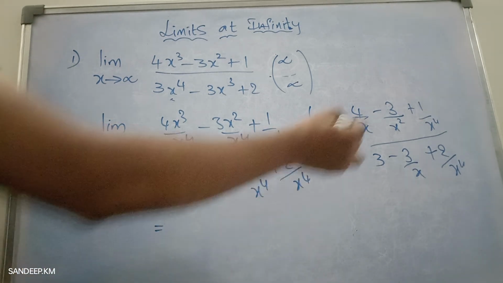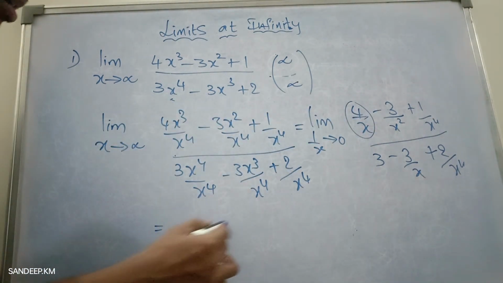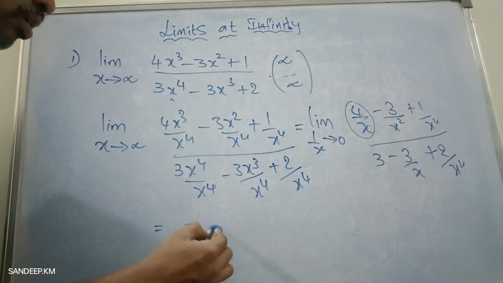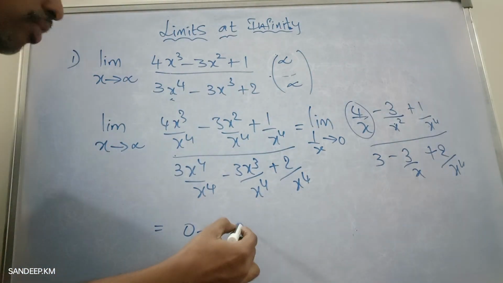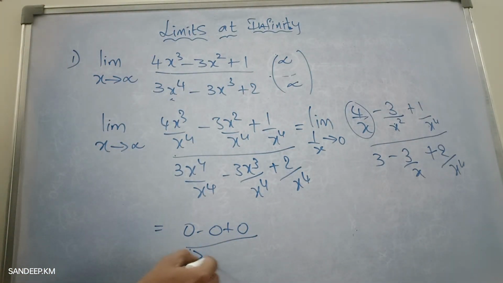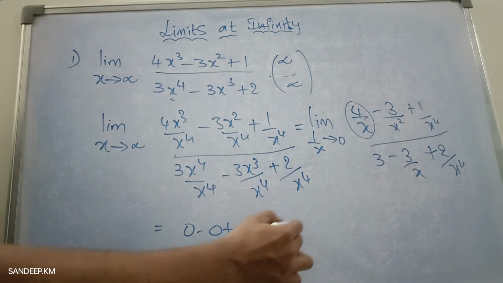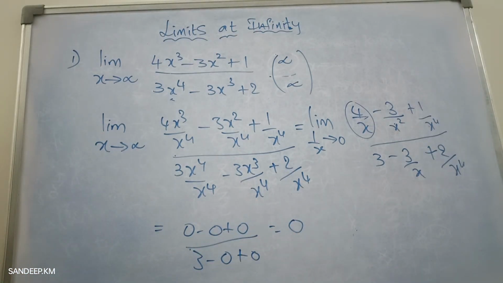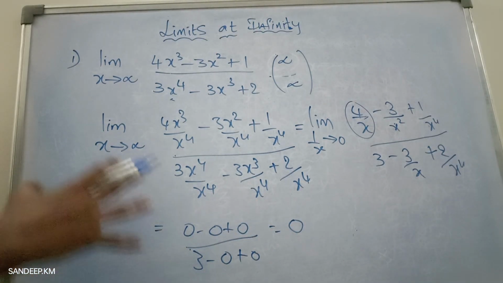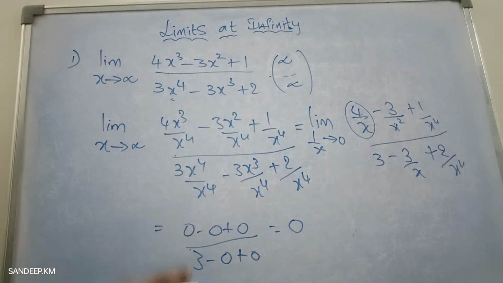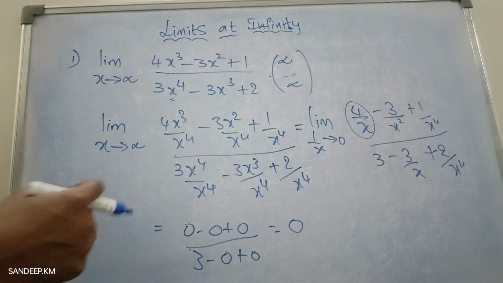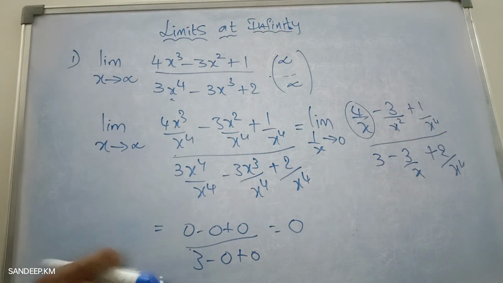So it is equal to, this value is 0, this is also 0, that is also 0, whole divided by 3 minus 0 plus 0. So the answer is 0. Is it necessary to solve all these steps? Not needed. So how can we write the answer directly without solving all these steps? Very simple. The shortcut is simple.